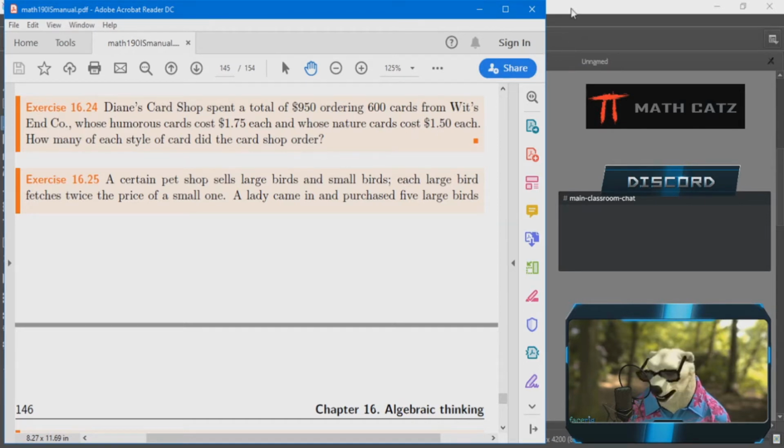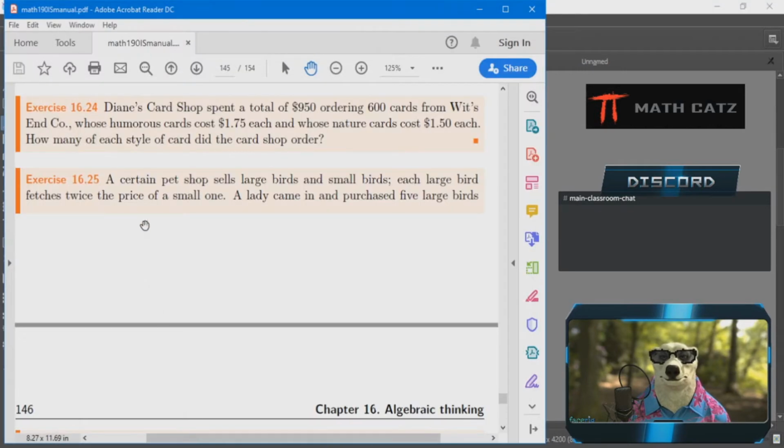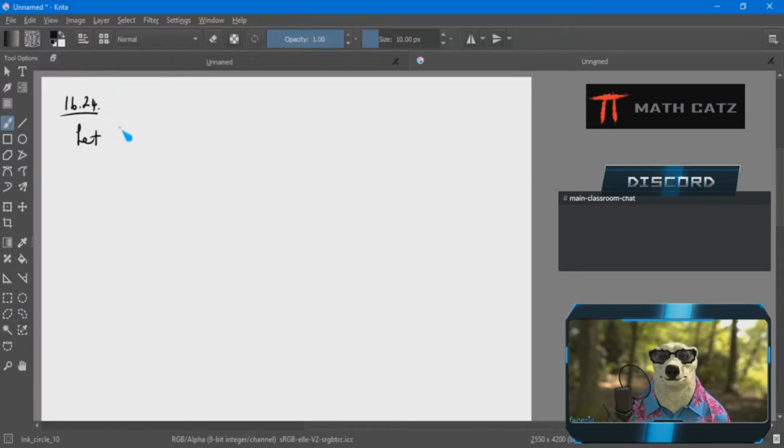Okay, well, I don't care about the whole question and whatever. I care about what is the unknown that I'm trying to find. Let's get that a variable name. So there are 2 things I want to find. How many humorous cards? How many nature cards? Oh, all right. Which one do I want to pick first? I don't really care. Humorous came first. So we could pick an H, maybe a capital H. Humor.